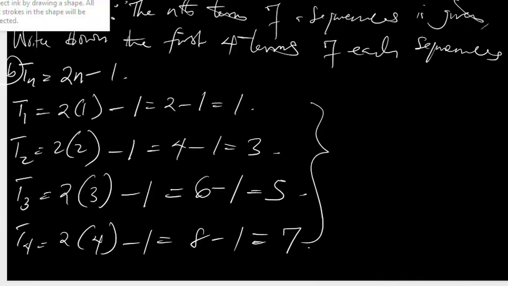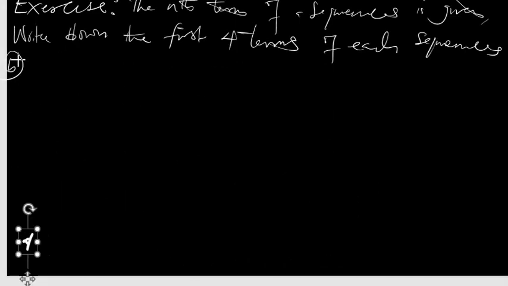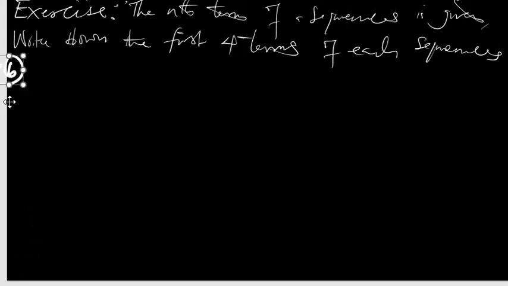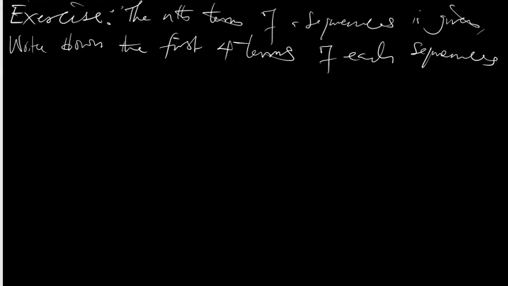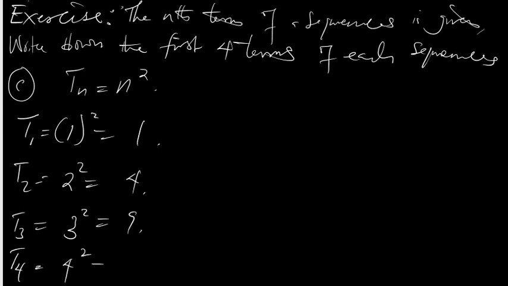Now let's go over to the next question. Now the next question, the n term is n squared. Now the first term will be 1 square, which is equal to 1. The second term is 2 square, which is equal to 4. The third term is 3 square, which is equal to 9. The fourth term is equal to 4 square, which is equal to 16. So that is it.